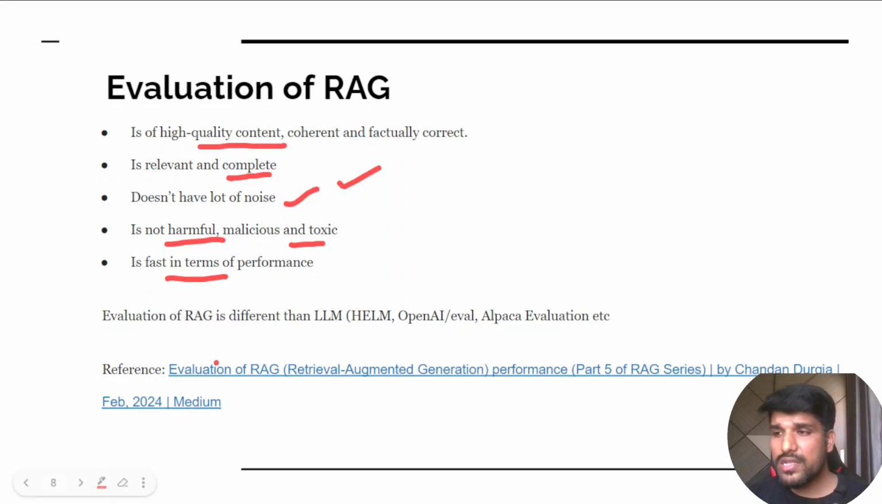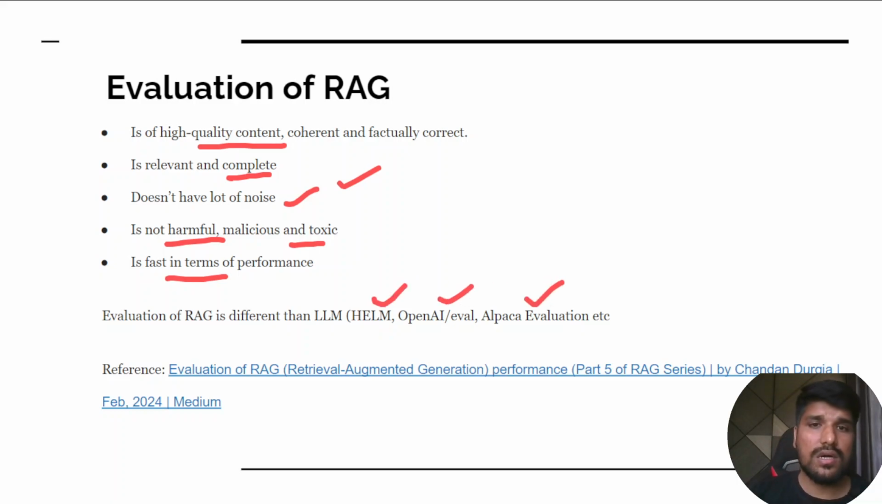Now there are different evaluation systems available: HELM, OpenAI, Alpha evaluation, and many others through which you can do the evaluation of the RAG. Here is a reference point, a Medium article, which will give you this in more detail. I'll upload this PPT to my GitHub. You can download it and modify it as per your requirement. Okay, next.